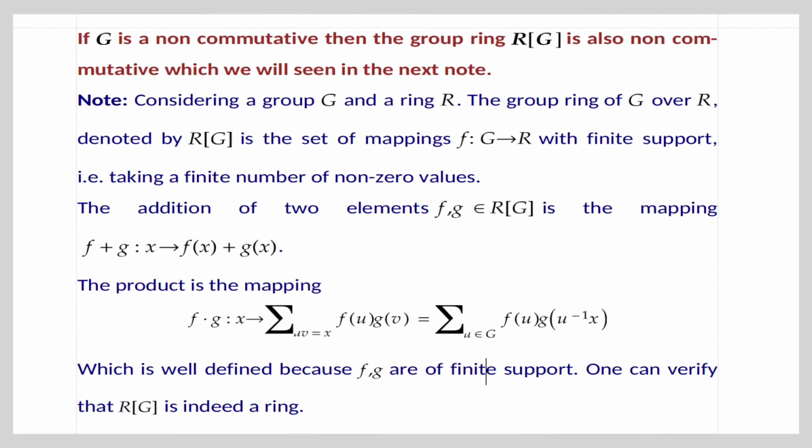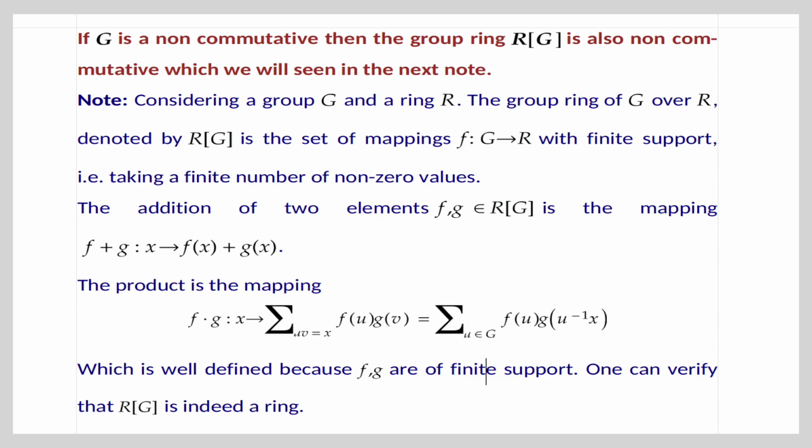If G is non-commutative, then the group ring R[G] is also non-commutative, which we will see in the next note. Considering a group G and a ring R, the group ring of G over R, denoted by R[G], is the set of mappings f from G to R with finite support, that is, taking a finite number of non-zero values. The addition of two elements f, g belonging to R[G] is the mapping f plus g from x to f(x) plus g(x).